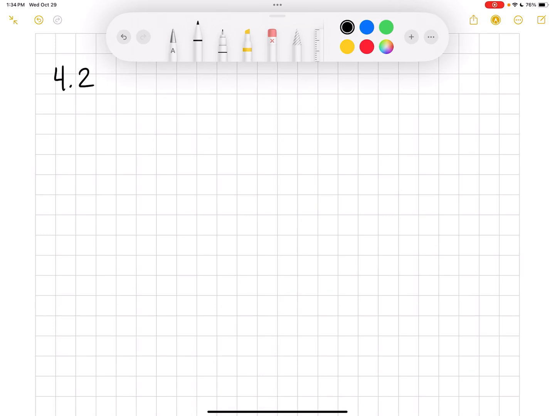4.2, graph linear equations. Yesterday we plotted points, today we're graphing lines.